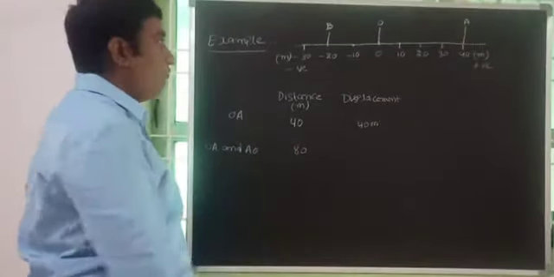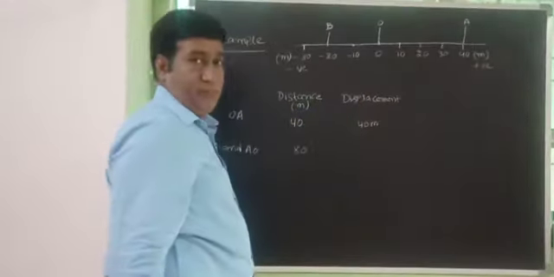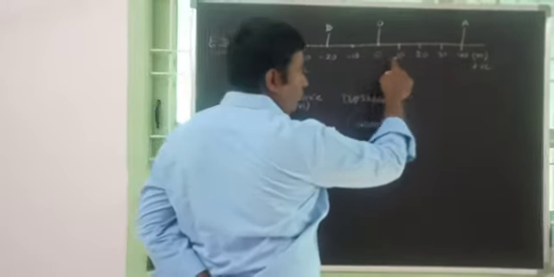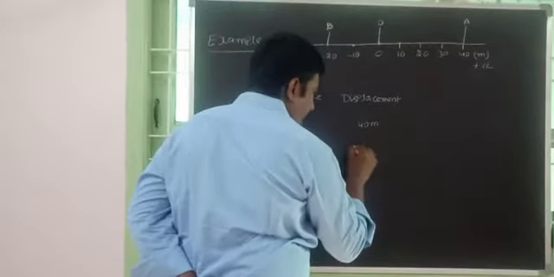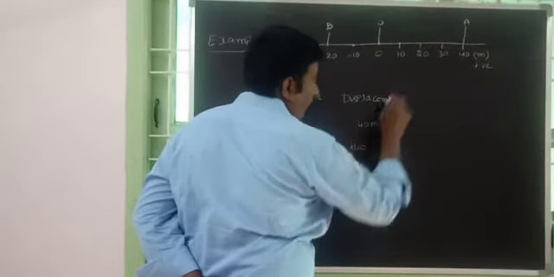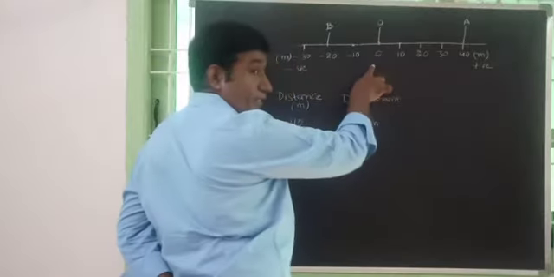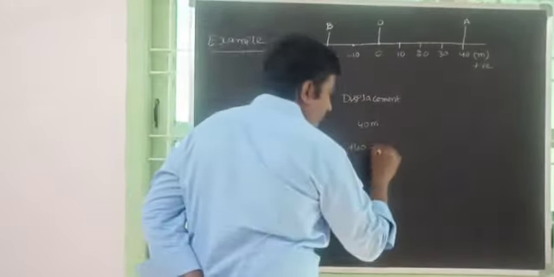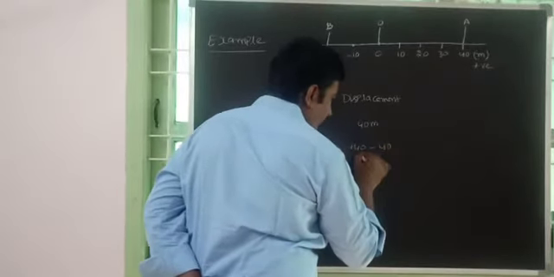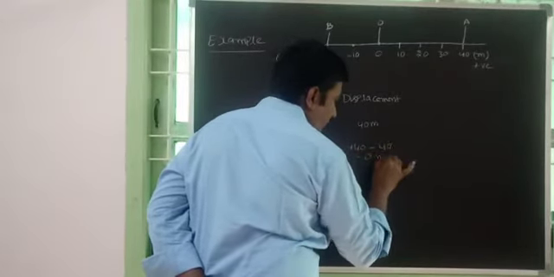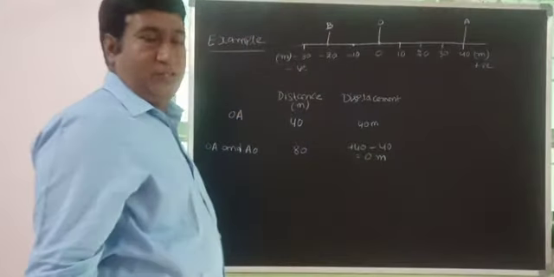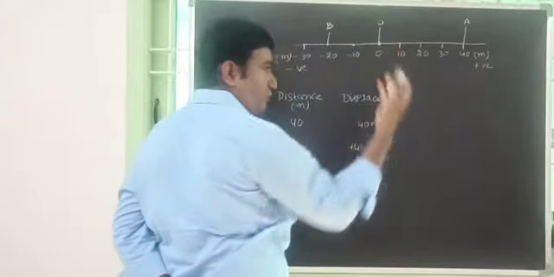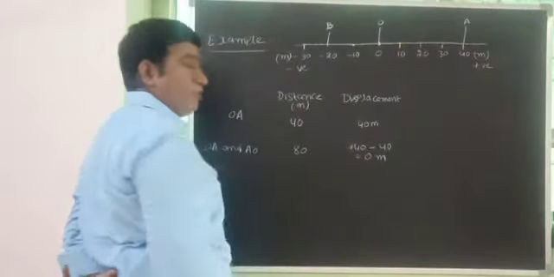Then for displacement, we can explain in two ways. He has moved from O to A, so plus 40 meters, and then from A to O the direction has changed because displacement is a vector, so minus 40, which is 0 meters. Or simply with the help of the definition, the initial point is O and the final point is also O, so it is 0 meters.